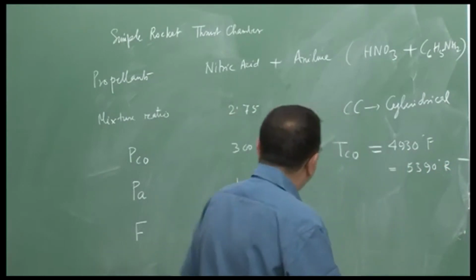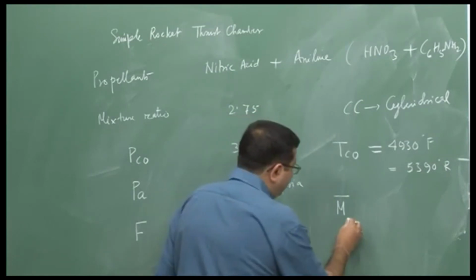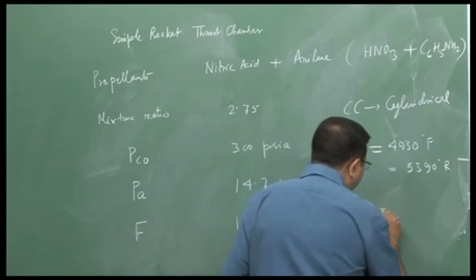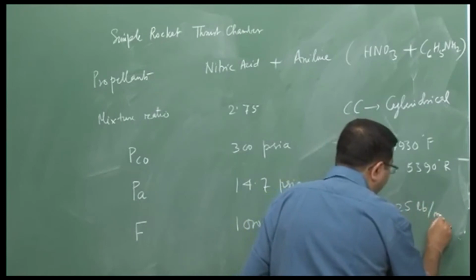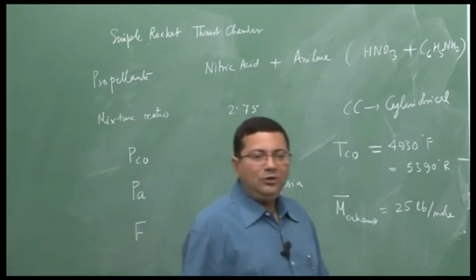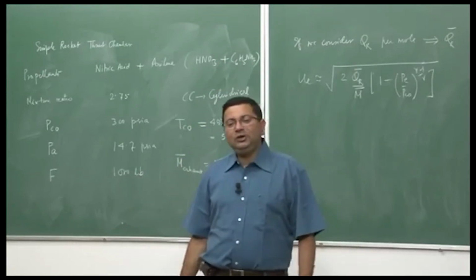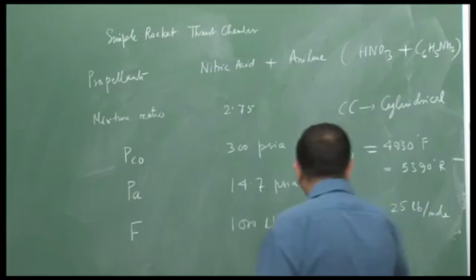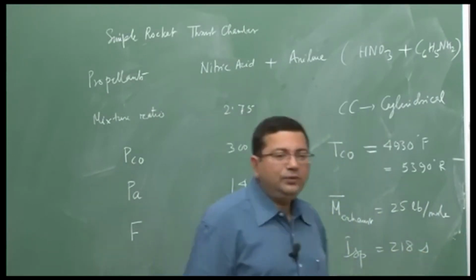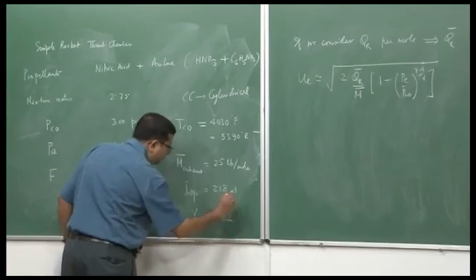Then the molecular weight of the exhaust or the burned product is given to be 25 pound per mole. Now, when you are designing this rocket, you have to produce a certain Isp, you are designing it for that. So, the Isp is specified. Let us say the Isp is equal to 218 seconds, that is what you need. And again from the chemical analysis we get gamma equal to 1.22.